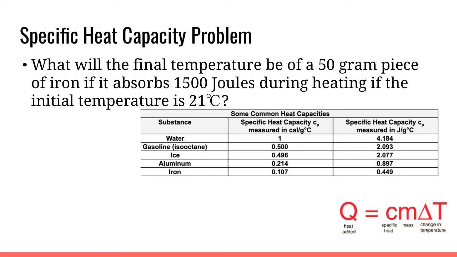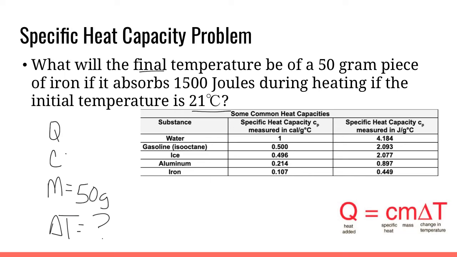All right, the second question that we're going to do is a little bit different, so I'm going to go to number 5. Number 5 says, what will the final temperature be of a 50-gram piece of iron if it absorbs 1,500 joules during heating if the initial temperature is 21 degrees Celsius? So just like I did last time, I want to outline my variables. So Q, C, M, delta T. This time it says, what is the final temperature? I have an initial, but I don't have a change, so I'm actually looking for the change in temperature this time. My mass, it already told me, was 50 grams.